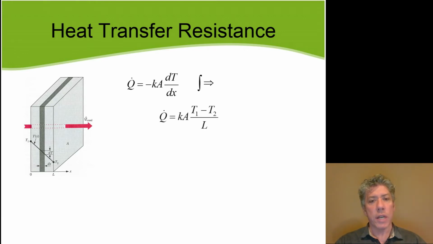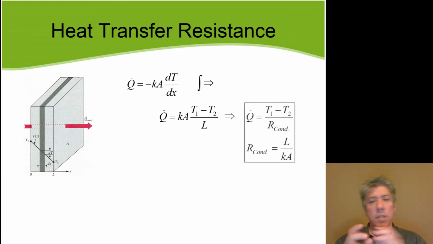So if we integrate this equation across the entire wall thickness, then we end up with what I showed you before. Q dot equals kA delta T over L rather than delta X. Remember, the negative sign was just because temperature drops in the direction of heat flow, and so we needed that negative sign. So we've got T1, which is higher than T2, so the negative sign is taken care of there.